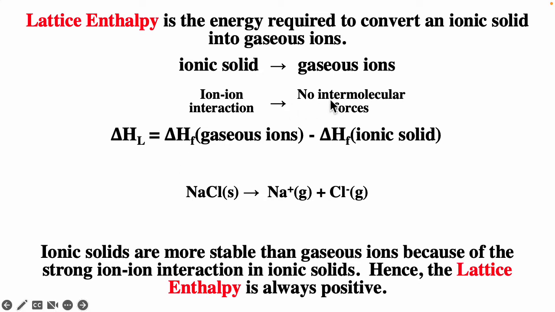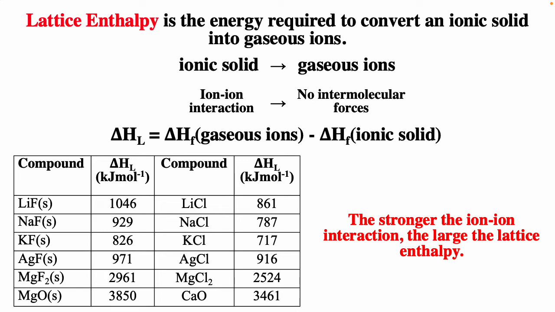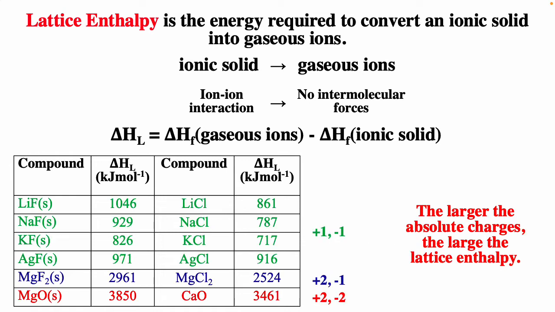The ionic solid is always going to be more stable than the gaseous ions. And remember that the lattice enthalpy is a measure of the strength of the ion-ion interaction. And so the stronger the ion-ion interaction, the larger the lattice enthalpy, and typically the higher the melting point. In terms of ion-ion interaction, the most important consideration is the size of the charges, the absolute size. So magnesium is a +2, oxygen is a -2. Calcium +2, oxygen -2. And so they have the biggest lattice enthalpy, highest melting point.